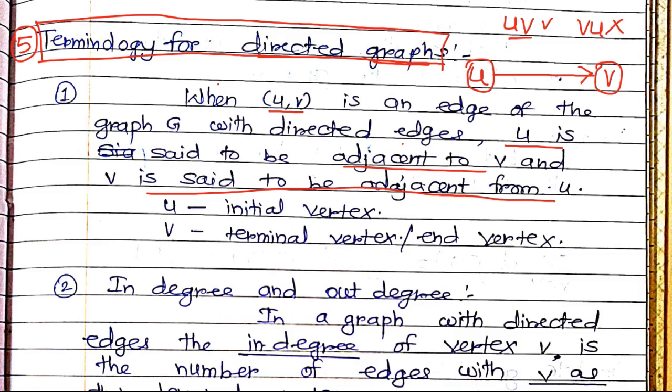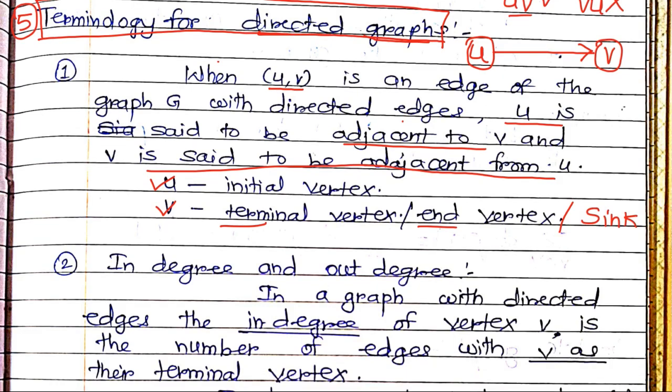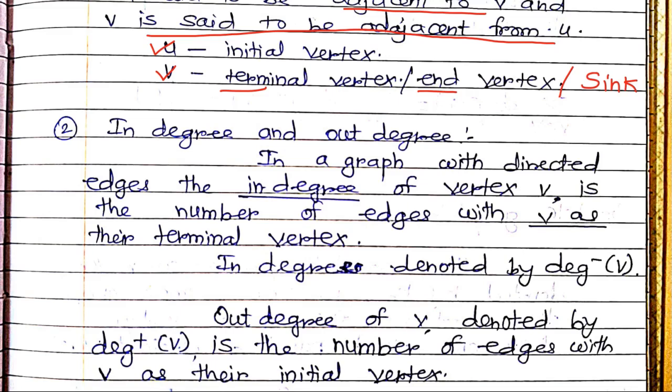You cannot represent it with the sequence vu, as that would be a wrong representation. You represent it as uv, where u is called the initial vertex and v is called the terminal vertex, end vertex, or sink. So in a directed graph the last vertex is called the sink. As we already saw for undirected graphs, here also we have to find the in degree and out degree. In an undirected graph we only saw the degree of a graph, not in degree and out degree, so here we will talk about the in degree and out degree.